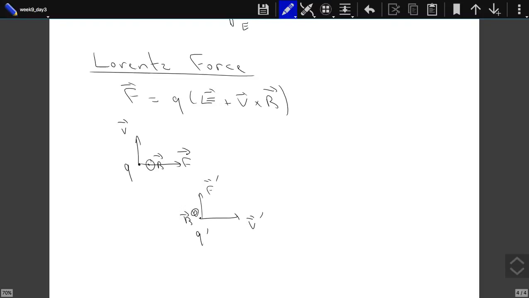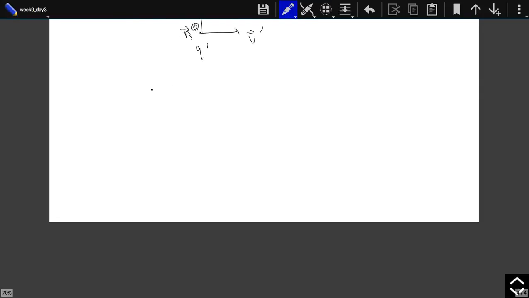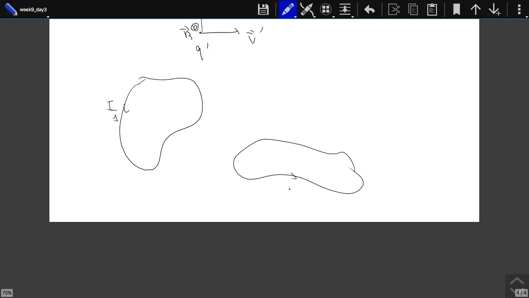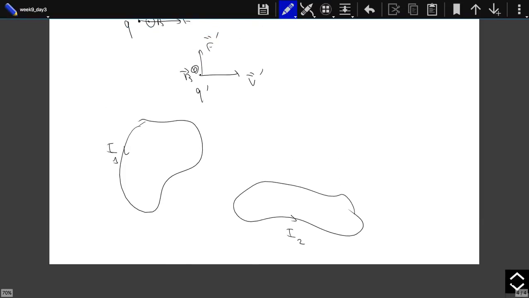Well, those are the things we will look at. But this is not a magnetostatic problem. We can look at a similar magnetostatic problem. Let's assume we have one wire here carrying the current I1 and another wire over here carrying the current I2. Now this is a magnetostatic problem.